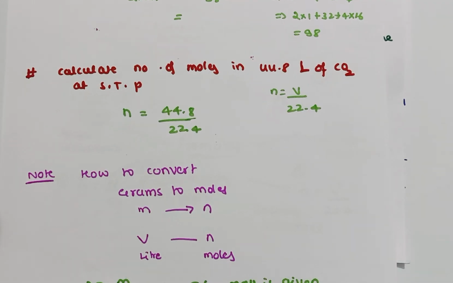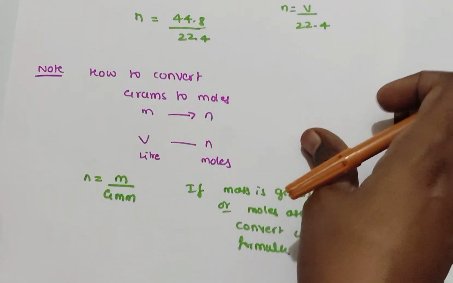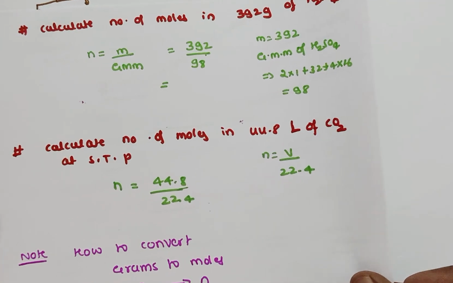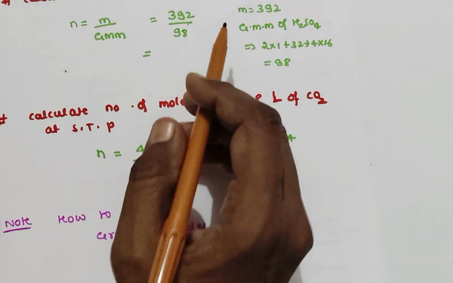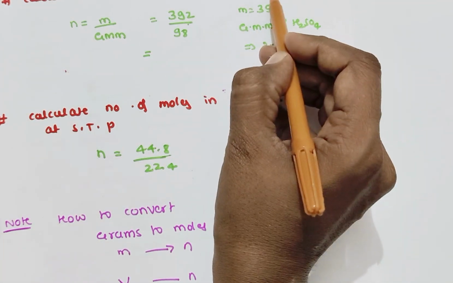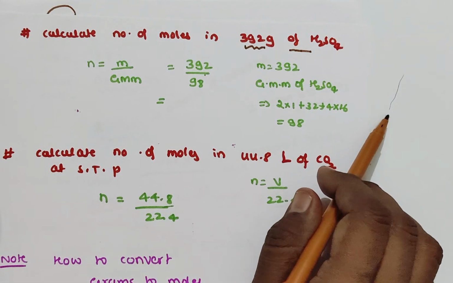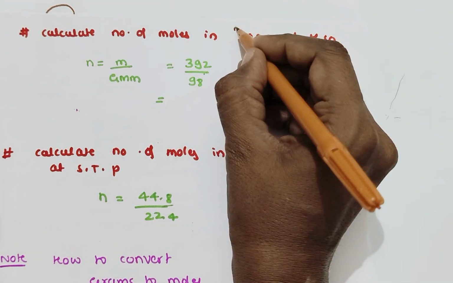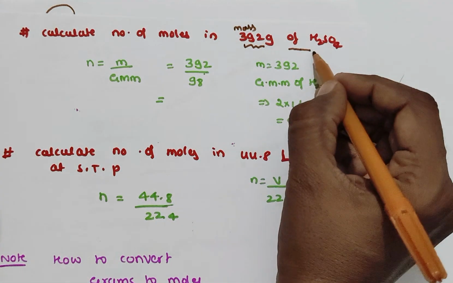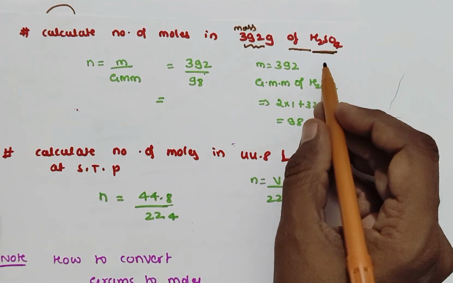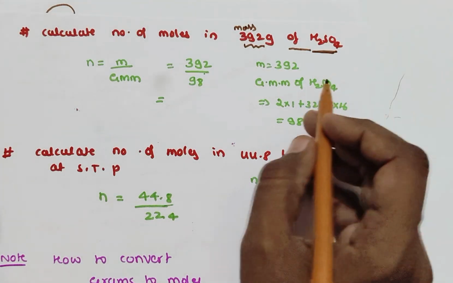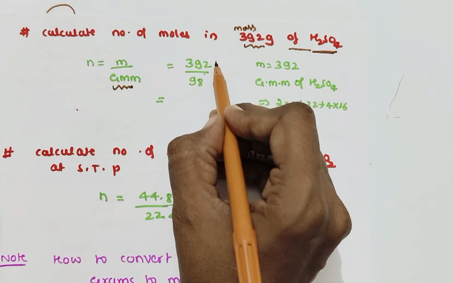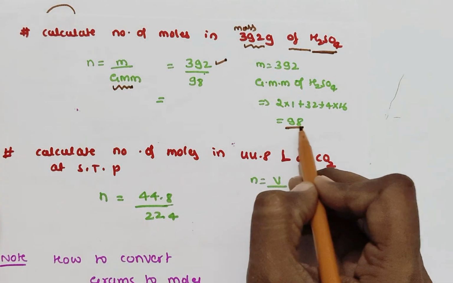Different examples to calculate moles. First numerical: calculate the number of moles in 392 gram of H2SO4. Here mass is given, and the compound is H2SO4, which means this is a molecule. Therefore the formula is mass divided by gram molecular mass. Given mass is 392. Molecular mass of H2SO4 is 98.